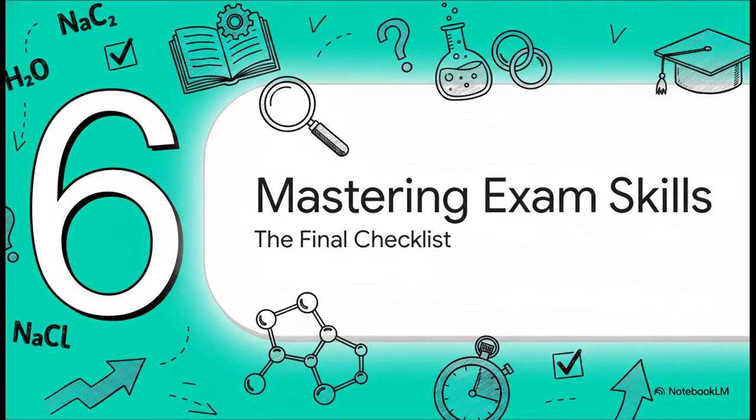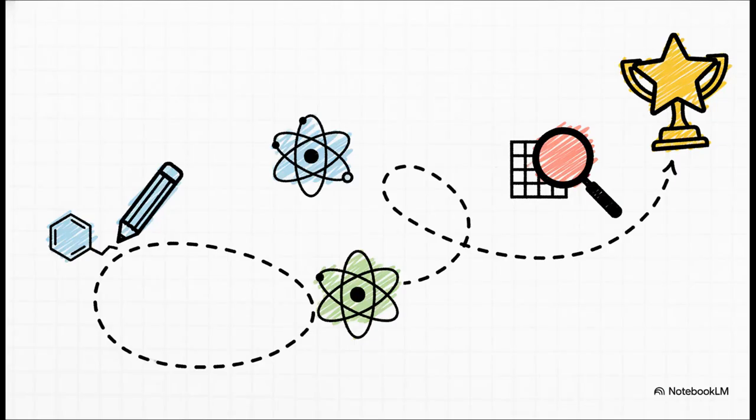Section 6. Mastering your exam skills. The final checklist. Let's tie all of these decoder skills directly back to exactly what your grade 10 examiner is going to test you on. Your CAPS Physical Sciences guidelines are incredibly specific. You are officially required to know how to write names ending in "ide", "ite", and "ate".